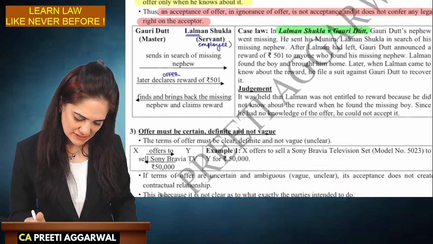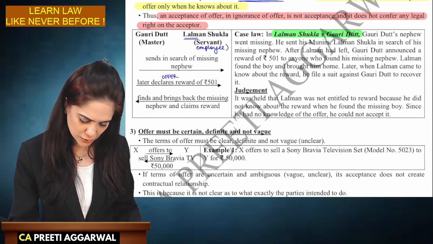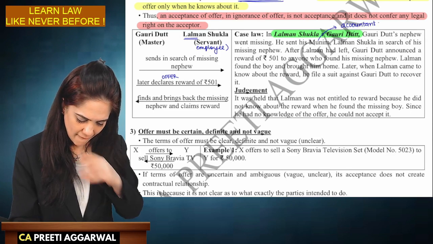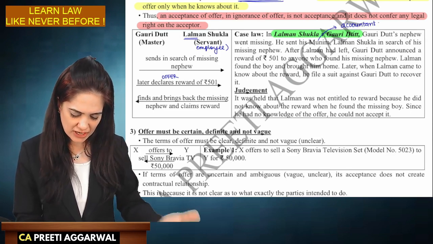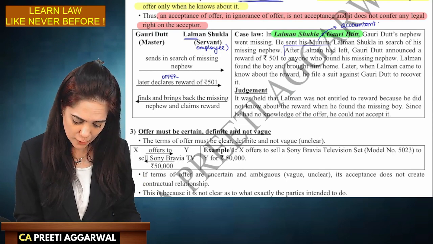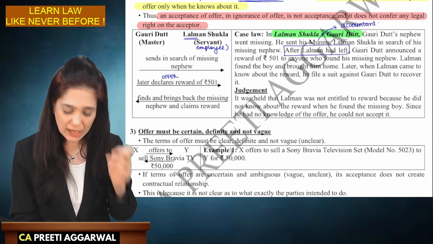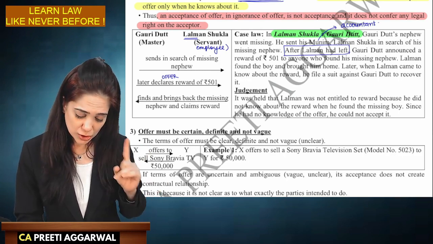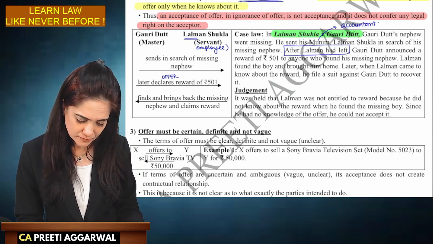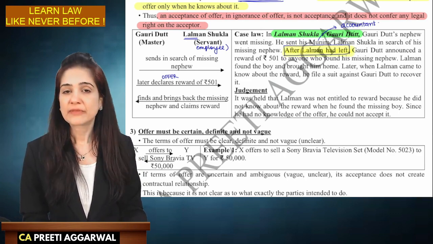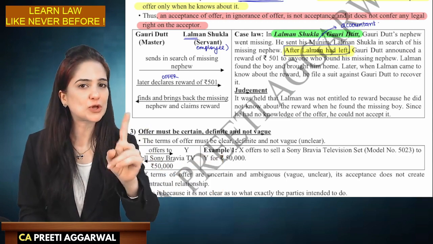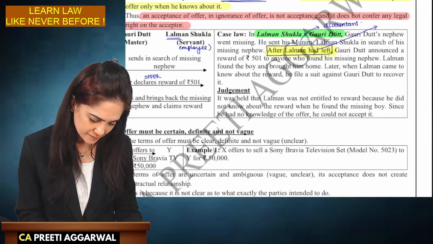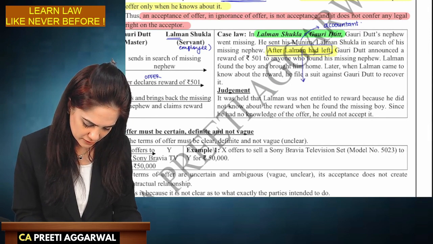Gauri Dutt's nephew went missing, so he sent his Munim. Munim means accountant, so you can write over here accountant. Lalman went in search of his missing nephew, and after Lalman left, this is very important for us. After Lalman left, Gauri Dutt announced a reward of 501 to whoever found his missing nephew. This helps us understand that when Lalman went to find the missing nephew, he was not aware of the reward. Okay, so you can write it over here.